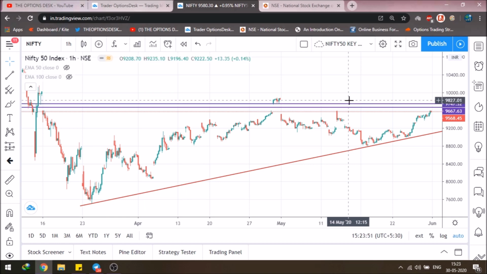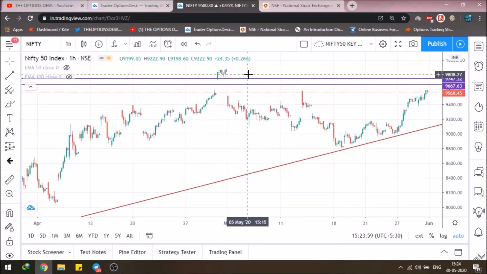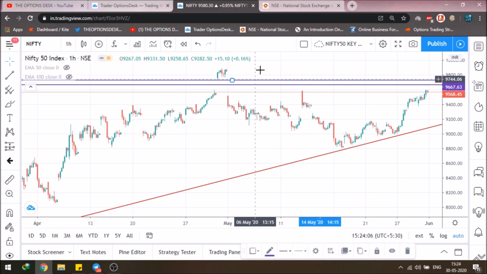Okay, and my interim resistance, just let me plot it. Firstly, interim resistance I should think should be here. Let me reduce it. Yeah, that is my first target, and interim resistance is here.